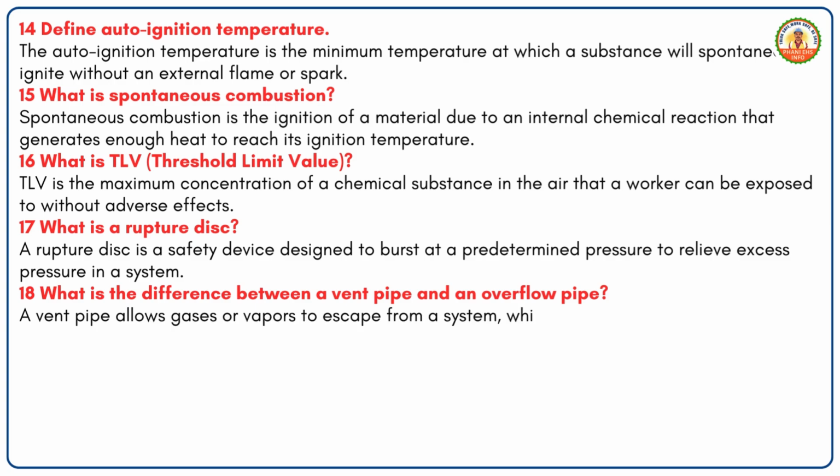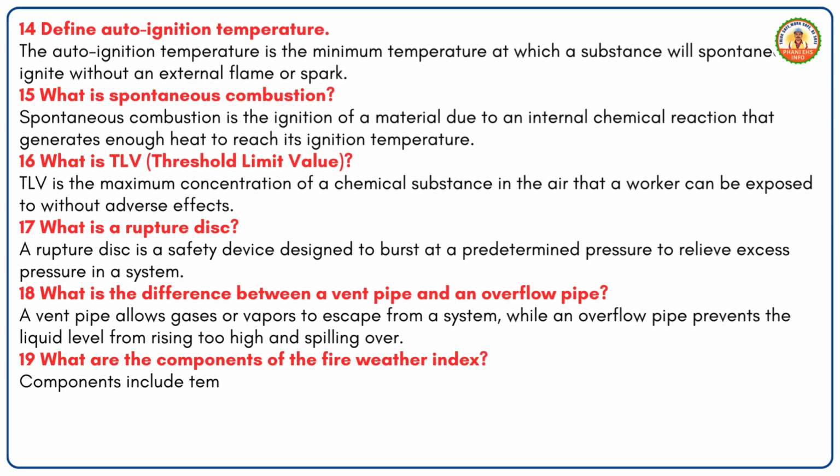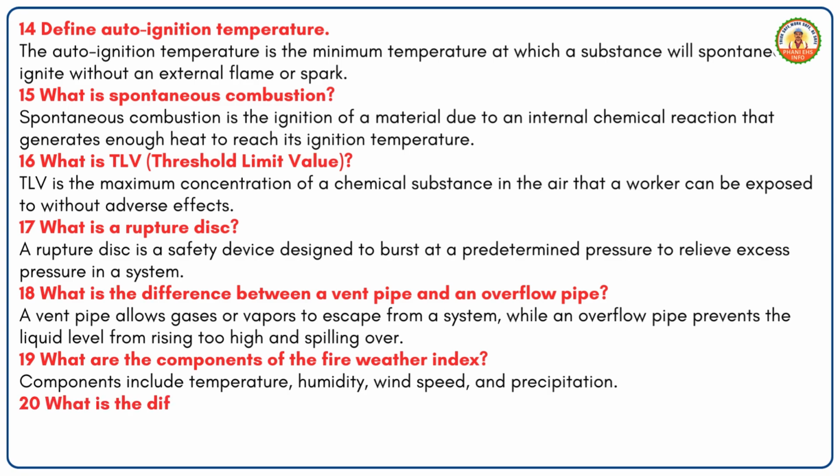18. What is the difference between a vent pipe and an overflow pipe? A vent pipe allows gases or vapors to escape from a system, while an overflow pipe prevents the liquid level from rising too high and spilling over. 19. What are the components of the fire weather index? Components include temperature, humidity, wind speed, and precipitation.